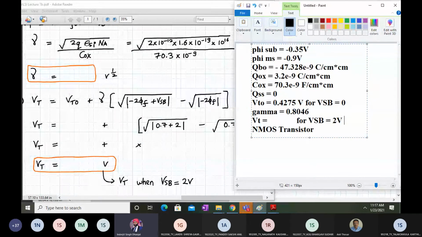4.28 is the wrong answer. 4.2846 is the wrong answer. VT will be VTO, which is 0.4275, plus the body effect term. I'm getting some different answers. I am getting 1.07 as the correct answer. 1.0764 is the correct answer. So just check once more what calculation error some of you might be making.